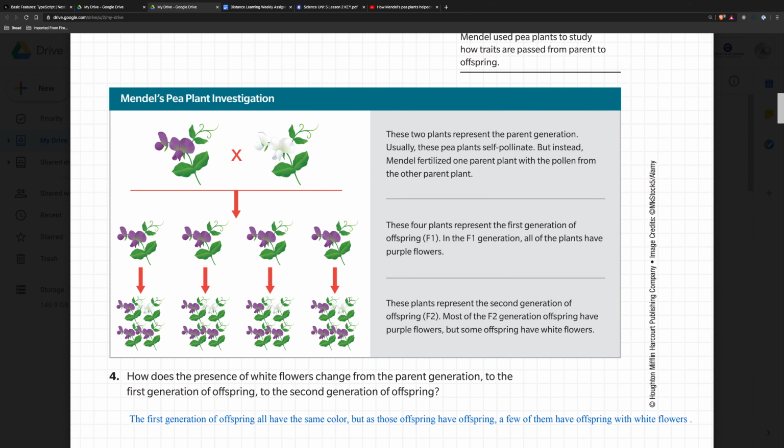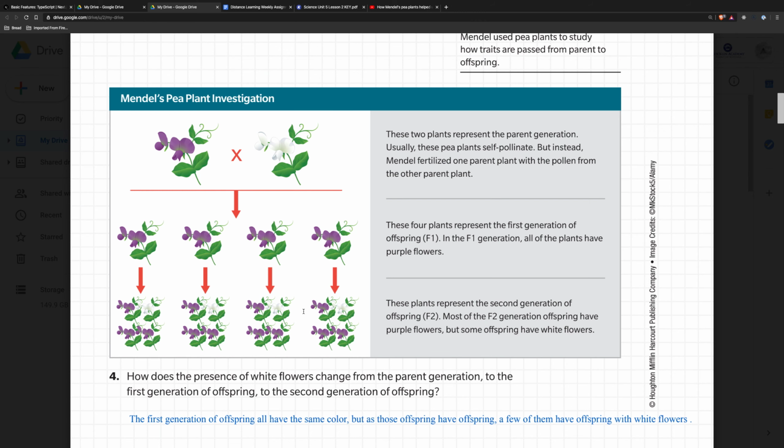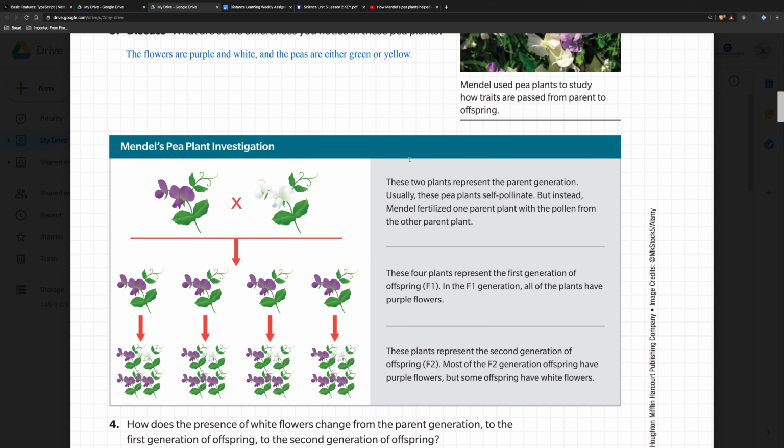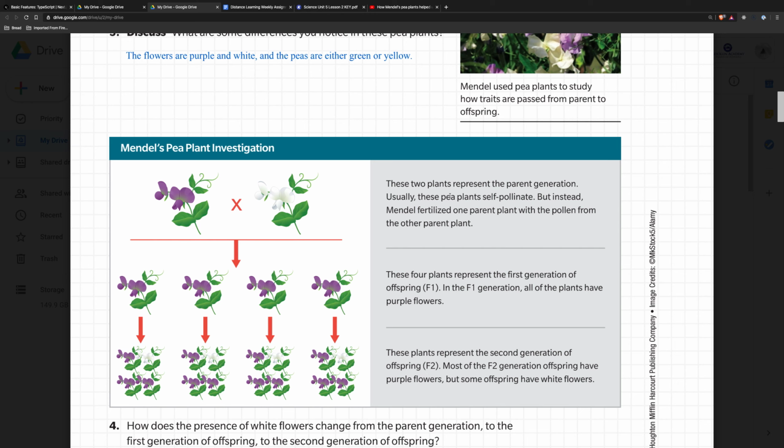So now it talks about Mendel and his pea plant investigation. This is what these lessons are all built off of, so it might not make total sense at first, and we're going to keep talking about it. What he did was he took two plants that he called the parent generation. And normally these pea plants self-fertilize or self-pollinate.